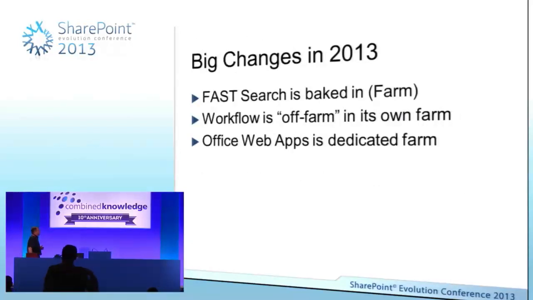Some big changes in 2013, especially when it comes to performance and scaling. I think the number one performance hit we're seeing is that FAST is now baked into the farm. SharePoint 2010 search is gone. Search scopes are gone. Query servers are gone. Basically, we now have content processors. We have an index and query component. We have analytics. So we have big changes around search. And what we're seeing early on in 2013 implementations is that the search architecture is driving much of the farm architecture.